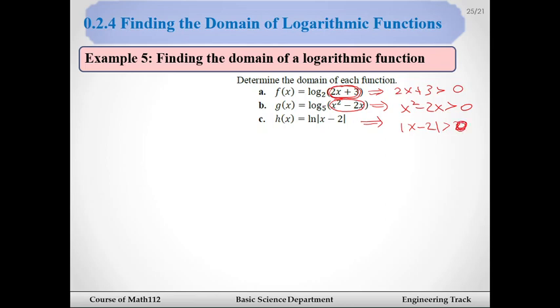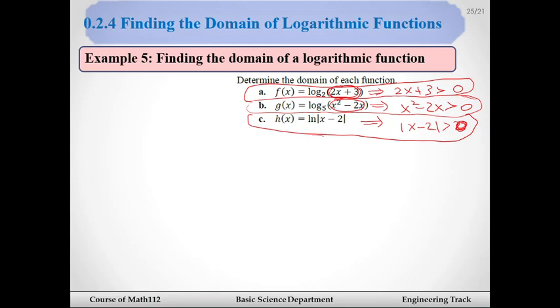So the domain of this function will be the solution set of this inequality, and the domain of G will be the solution of this inequality, and you know how to do this. And the domain of H is the solution set of this inequality. Now let's see how they are solved.